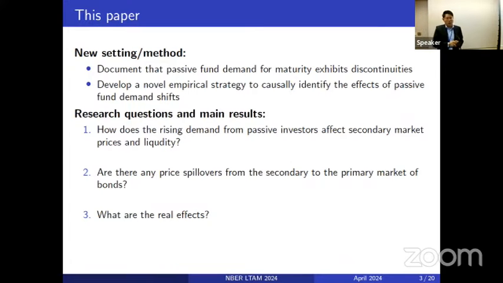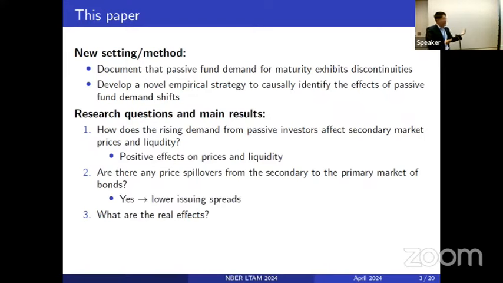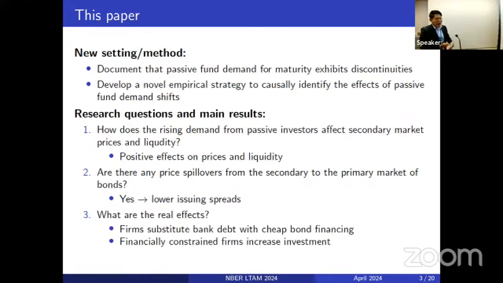To quickly preview our results, for the first question, we find a significant positive price effect and persistent liquidity improvement. For the second question, the answer is yes. We find there is indeed a spillover to the primary market, leading to lower issuing costs. For the final question, we find that firms engage in debt market timing: they substitute away from more expensive bank loans when there is a cheaper bond financing option after the positive demand shock by passive funds. We also find that financially constrained firms are likely to increase investment after the positive demand shock.